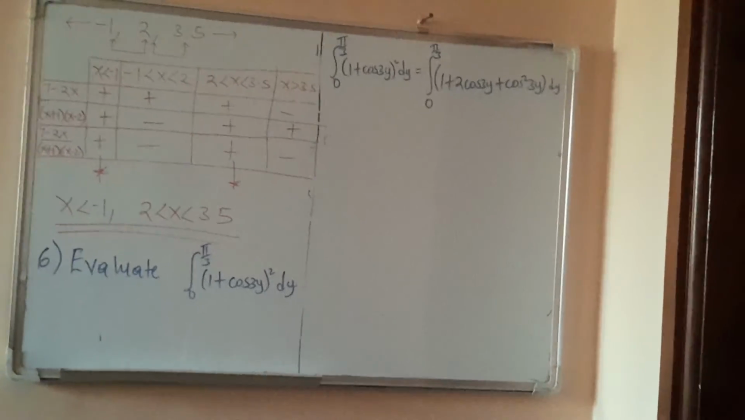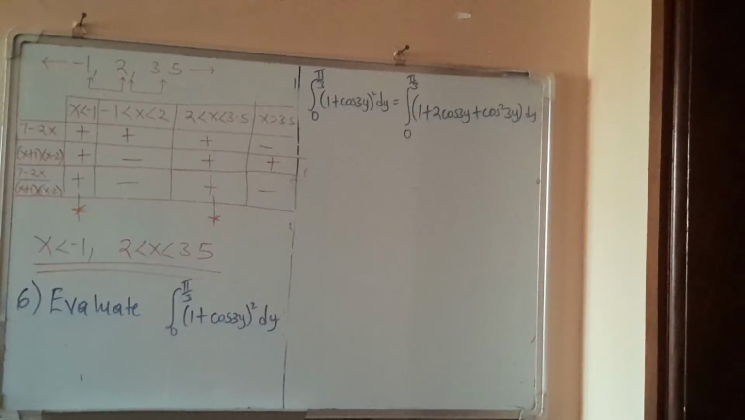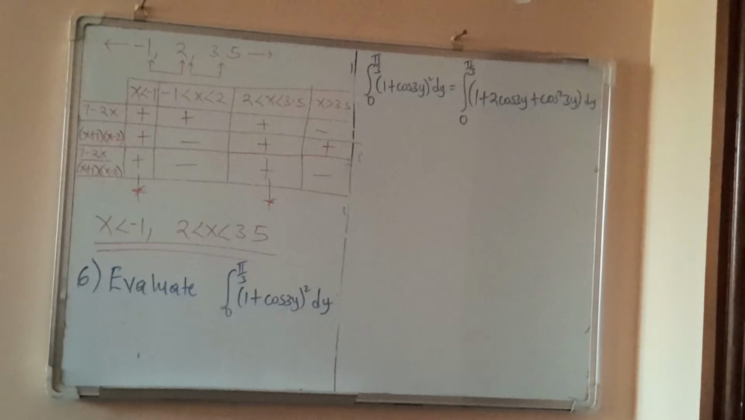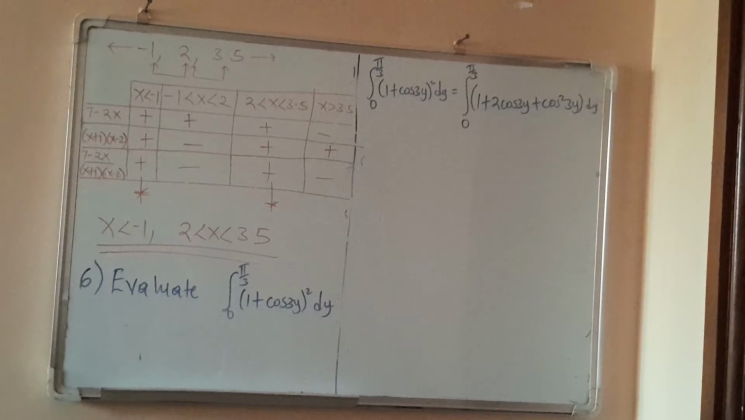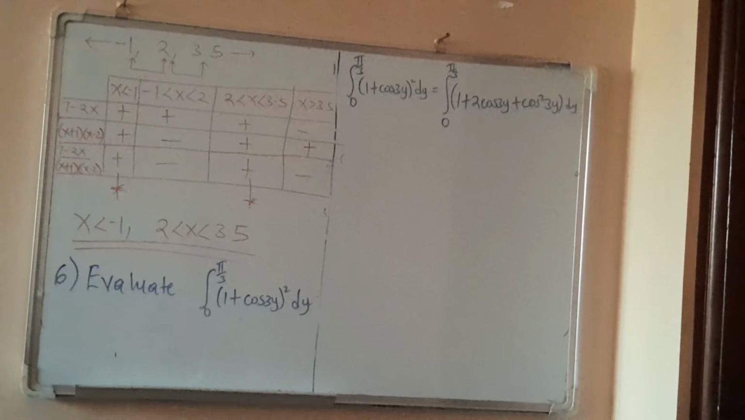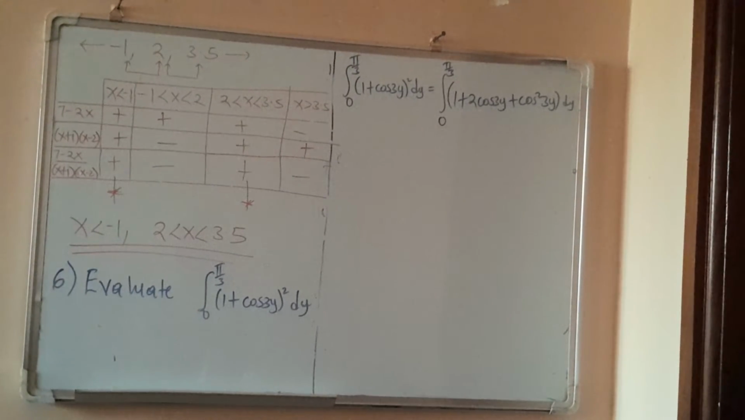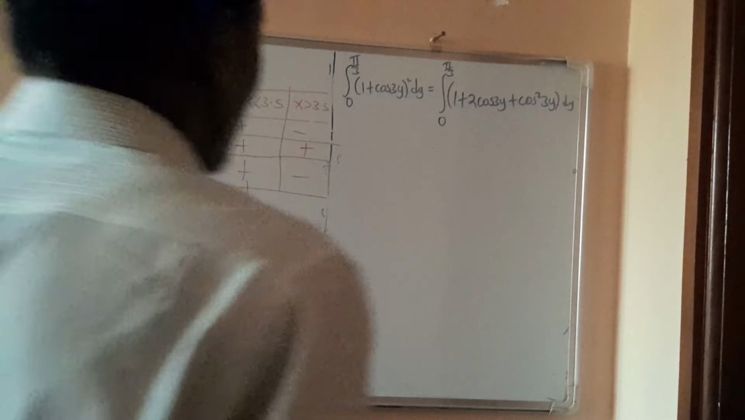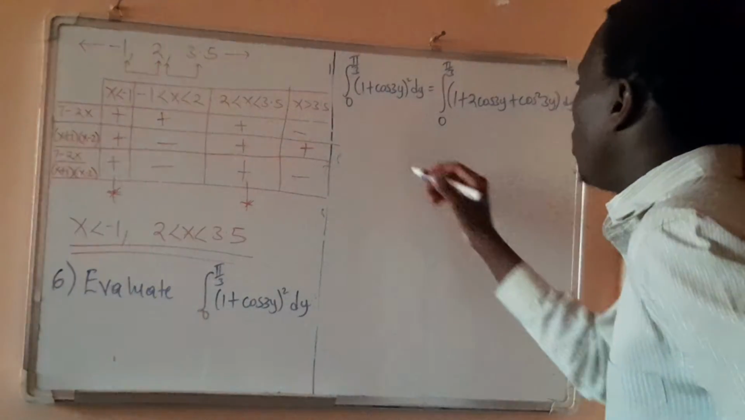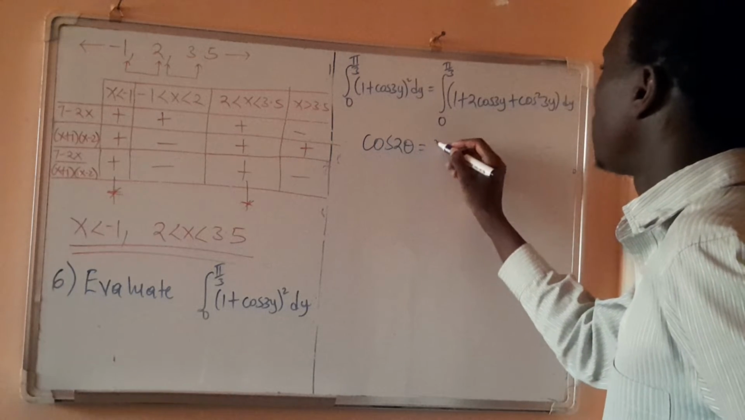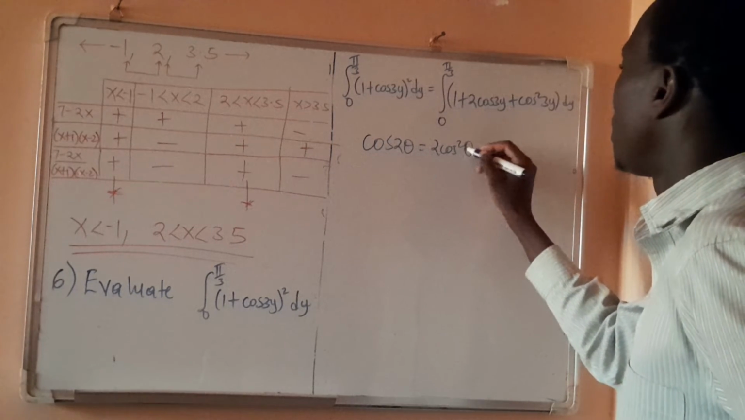So for that question, we need to know something on how to deal with double angles. So we are going to express cos squared 3y in terms of the double angle formula. So what do we know? We know that cos 2 theta is the same as 2 cos squared theta minus 1.